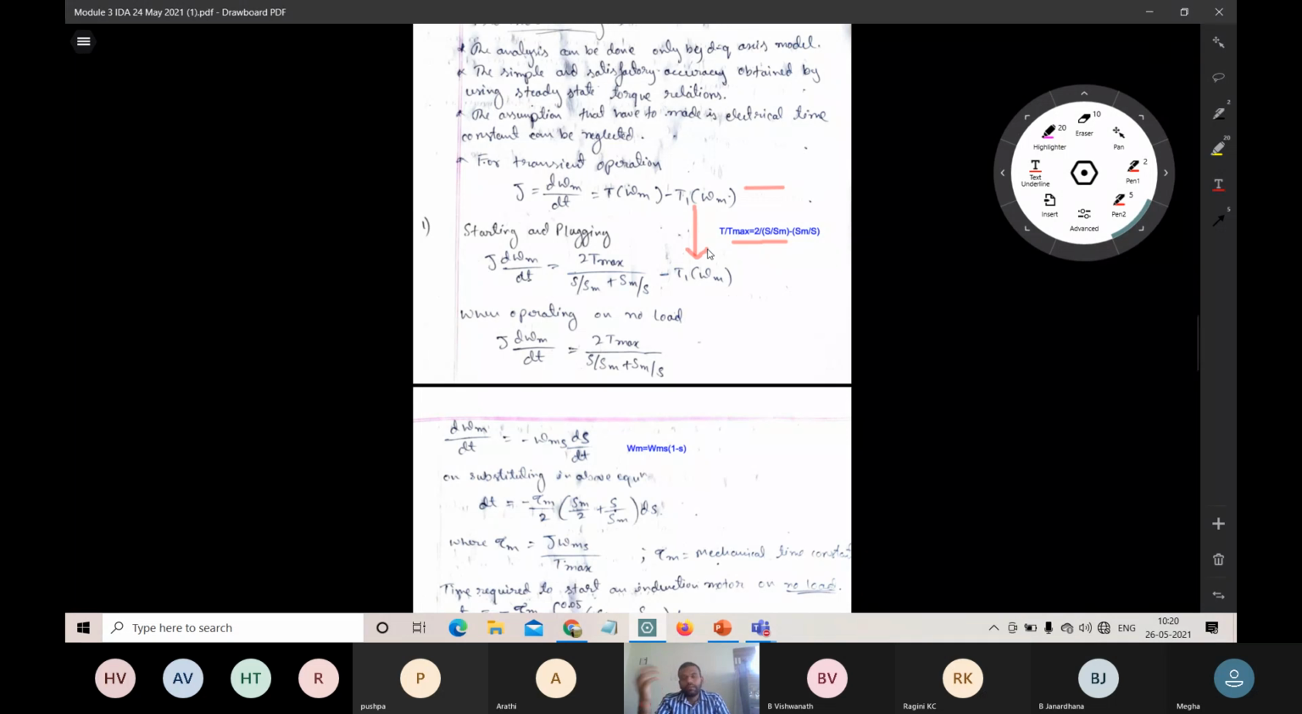What happens when we are operating with the no load condition? If for some consideration the actual motor is on no load, how would be the behavior? When the motor is on no load, the equation becomes J d omega m by dt is equal to only this much, 2 T max divided by S by Sm plus Sm by S. The same thing I have written here.